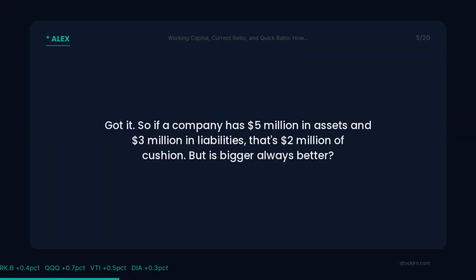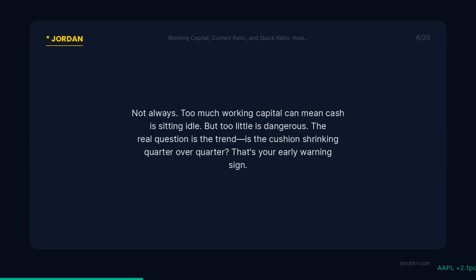Got it. So if a company has $5 million in assets and $3 million in liabilities, that's $2 million of cushion. But is bigger always better? Not always. Too much working capital can mean cash is sitting idle. But too little is dangerous. The real question is the trend. Is the cushion shrinking quarter over quarter? That's your early warning sign.